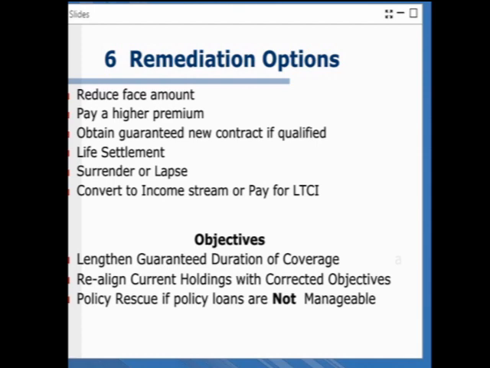Or we could simply convert the policy's cash value to some sort of an income stream to pay for additional income or to pay for long-term care costs. The objectives are basically to lengthen the guaranteed duration of coverage and to realign those holdings with whatever our objectives are today. Let's take a look at a quick case study.